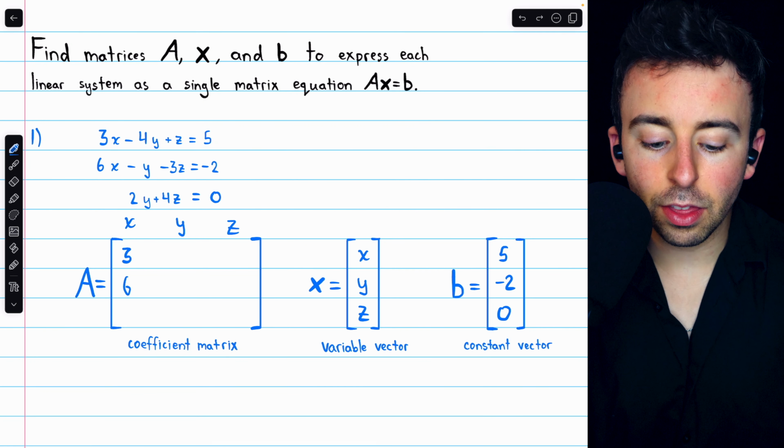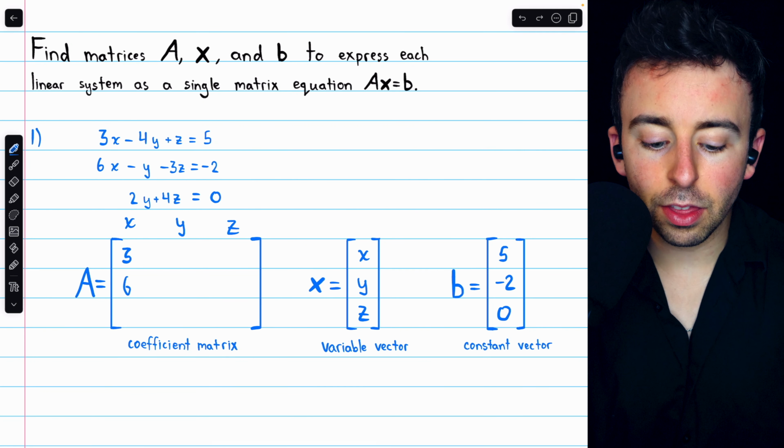Similar thing for y. In the first equation, the coefficient of y is -4. In the second equation, the coefficient of y is -1, and so on. And now, if we write AX equals B, we have stored this entire system of linear equations in this single matrix equation. If we performed this multiplication, A times X, this first row would get matched up with this first column, giving us 3x minus 4y plus 1z, just like we want for that first equation. And of course, it would equal 5, that first entry in the constant vector.